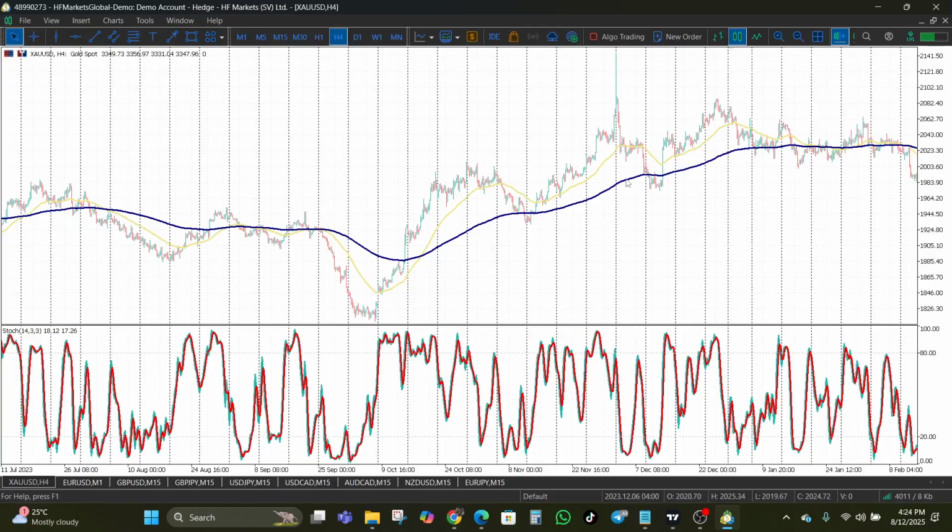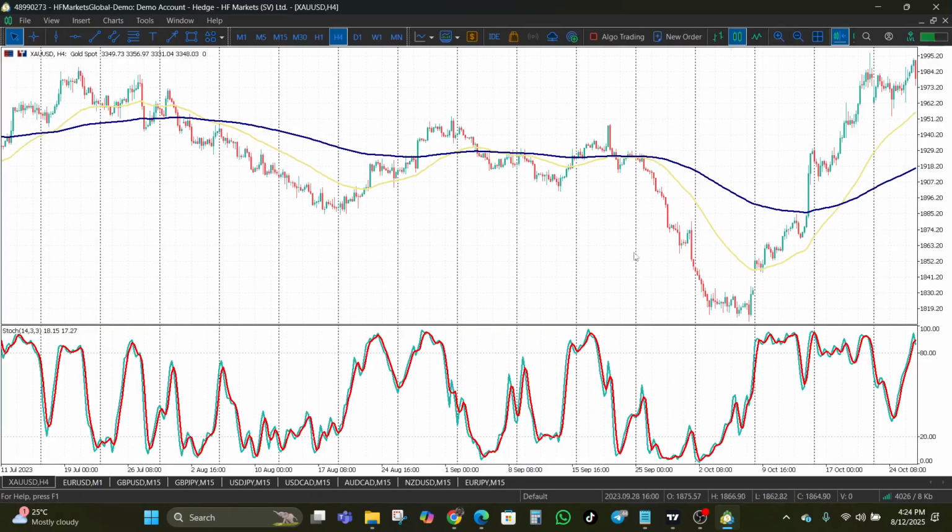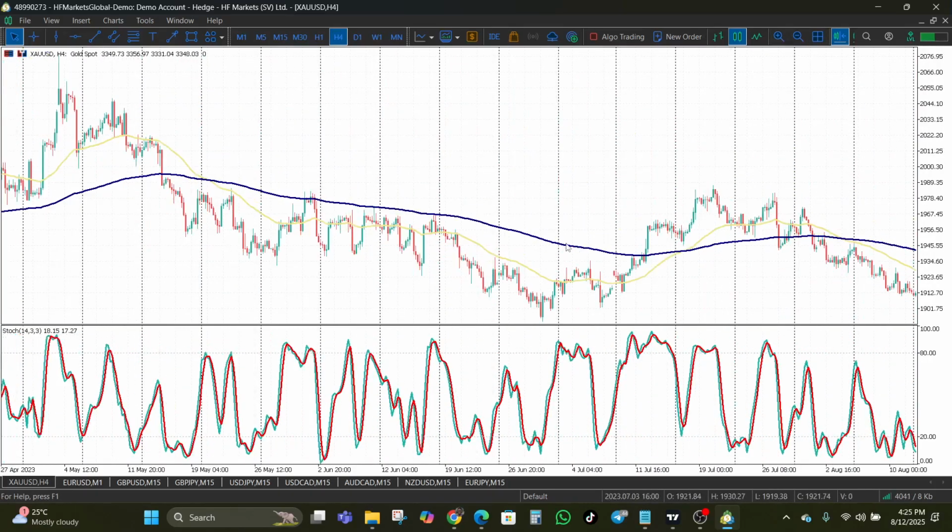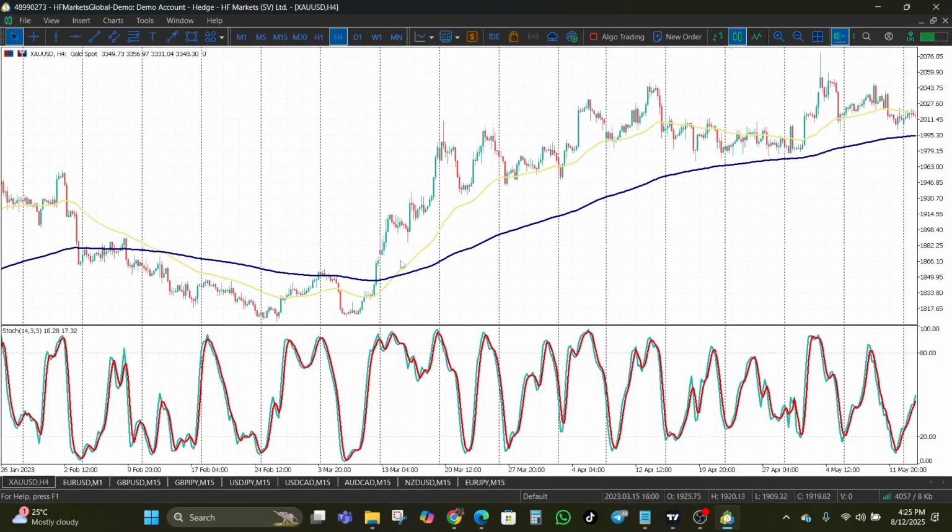Okay, so in such a scenario, when you have an uptrend, remember that for our uptrend, we must have the 50 EMA above the 200. Then when you have the stochastic oscillator drop into the oversold region and cut upwards, you should start looking for buy opportunities. Okay, in that case, you should start looking for buy opportunities.